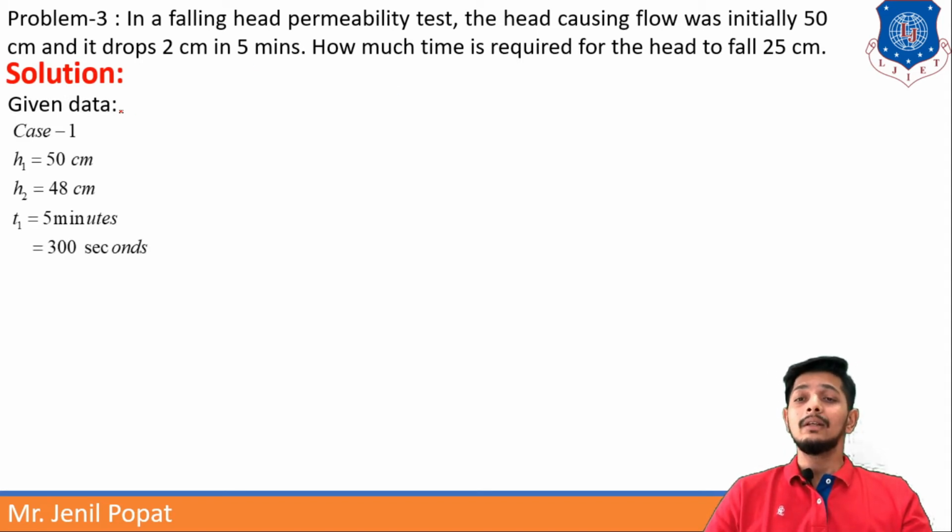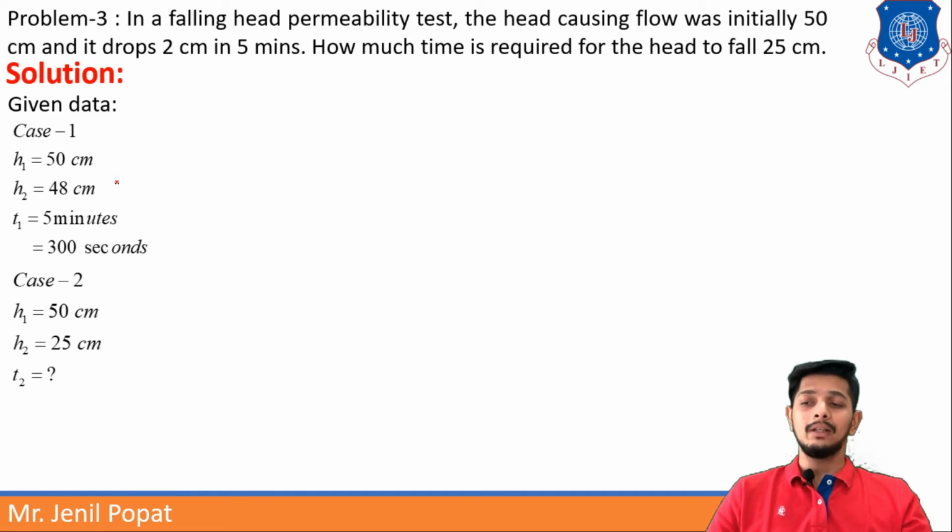Case 1: H1 is 50 cm, H2 is 48. T1 is given as 5 minutes, so we can say 60 into 5, that is 300 seconds. Case 2, in which we want a 25 centimeter fall. So H1 is 50 centimeter and H2 becomes 25 centimeter, and we want to find out T2.